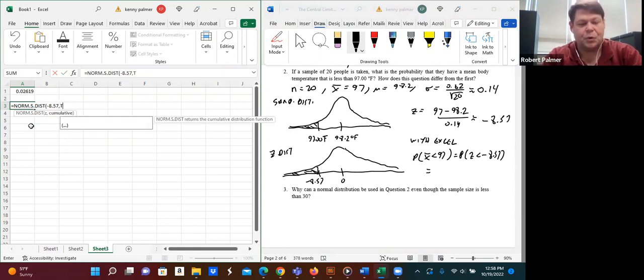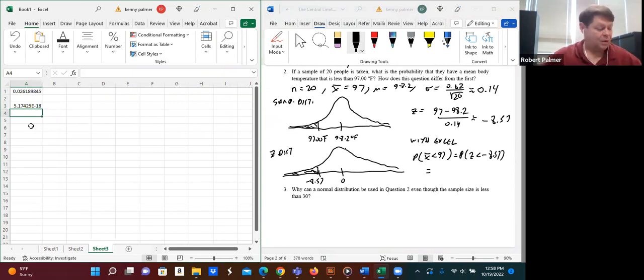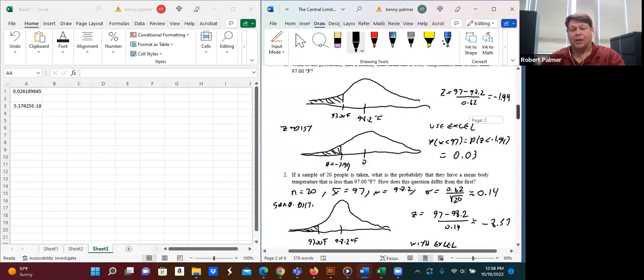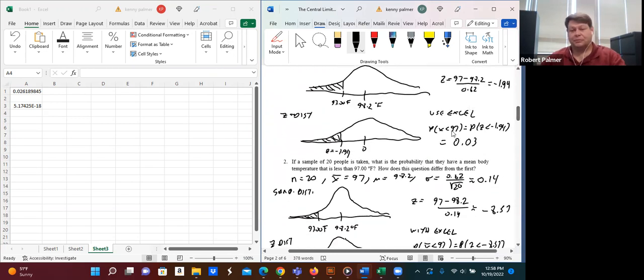7. Once again, true because I want a cumulative distribution. And wow, that's an exponent, basically 5 times 10 to the negative 18th. That's essentially 0. Okay, that kind of makes sense because once again, we're talking about a probability of finding an individual with such a small normal body temperature. And in a randomly taken sample of 20 people, that average would be really unlikely.